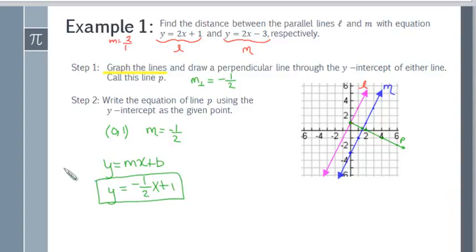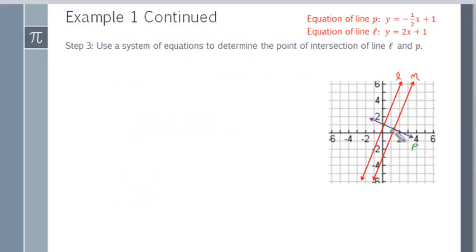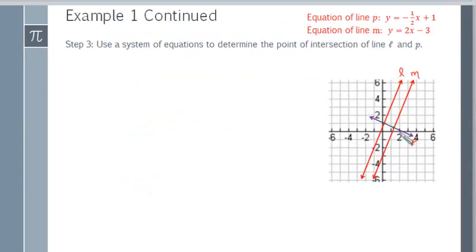Now I can use this equation to help me find this exact point where line P intersects line M. To find the intersection of line P and line M, I'm going to have to solve a system of equations. It's not something I can easily determine by looking at the graph. And I have my 2 equations that are my system. You may remember that to solve a system of equations, we could use a few different ways. I'm going to use the substitution method to solve the system.